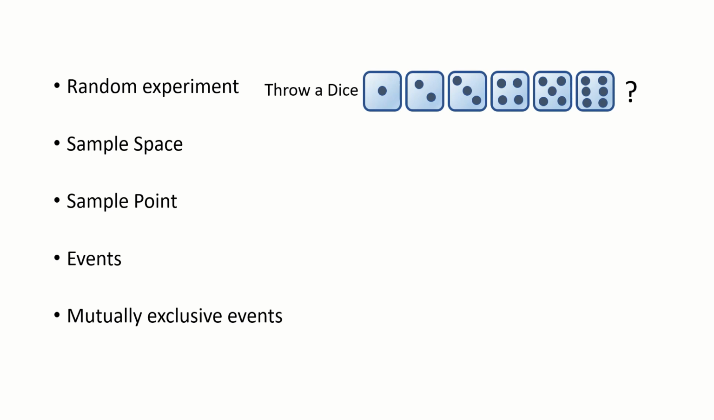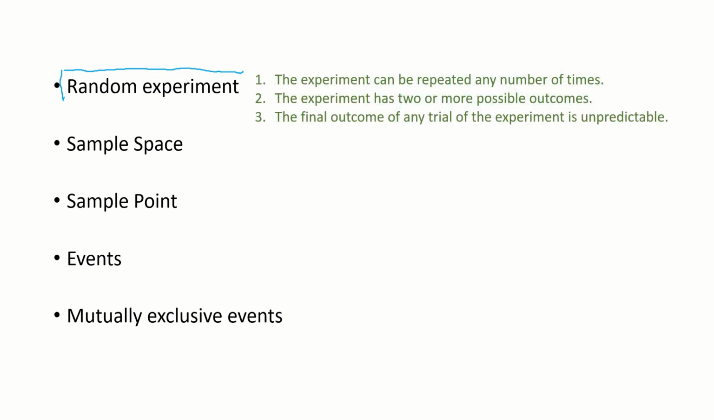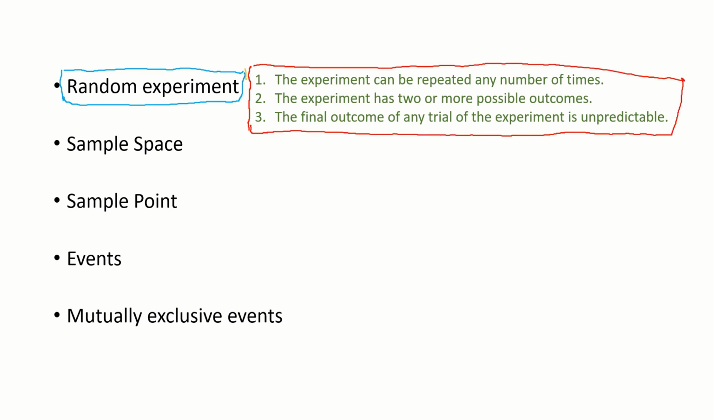So the experiments which have these three properties are called random experiments. First, the experiment can be repeated any number of times under the same conditions. Second, the experiment has two or more possible outcomes. And the third property is that the outcome of the experiment is unpredictable.